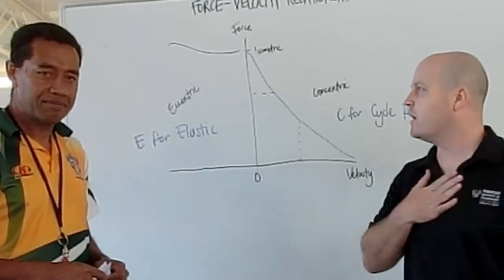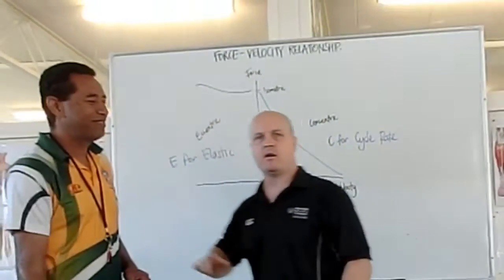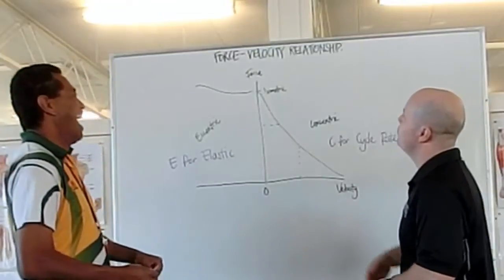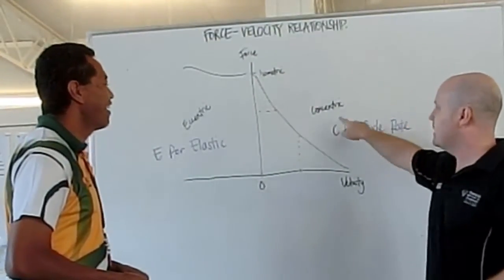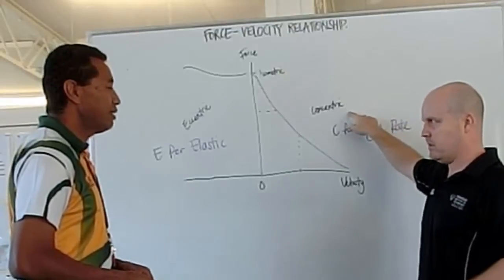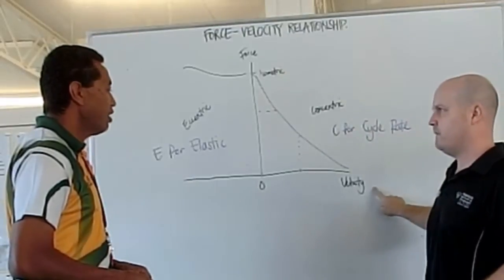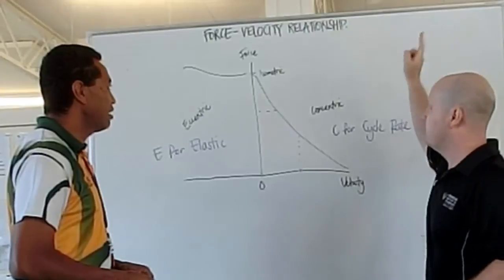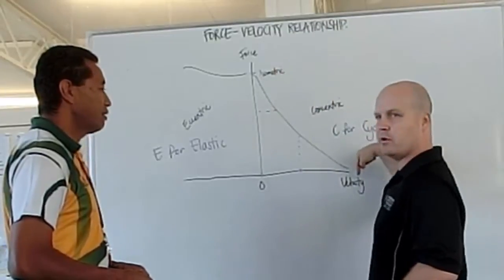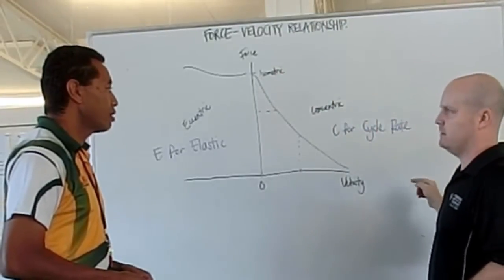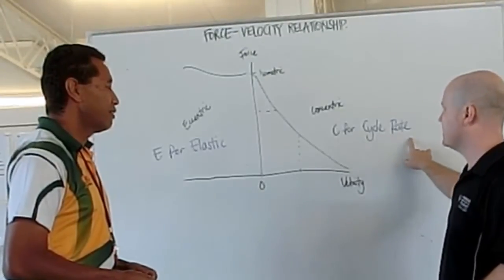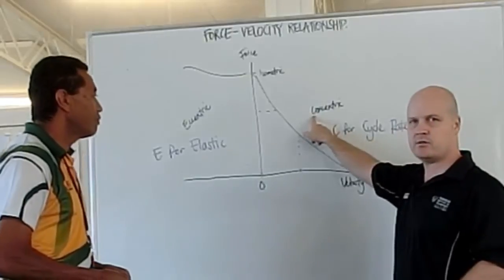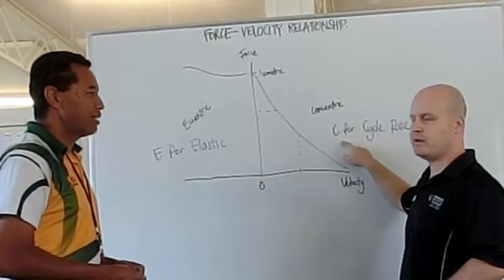Kia ora team, my name's Ben and this is Tino. Alright, and he's going to talk me through the force velocity relationship. Good. So during a concentric contraction, as the velocity increases, the force decreases. Good. And why is that? The cycling rate of myosin. Good. The cycling rate of myosin. So if we remember, C for concentric, C for cycling rate.